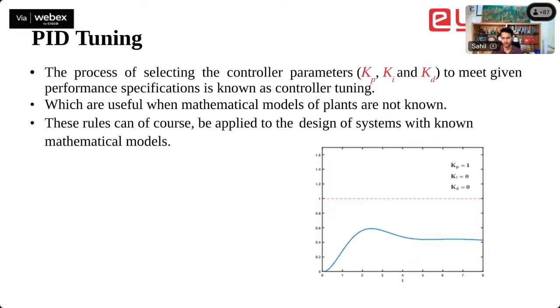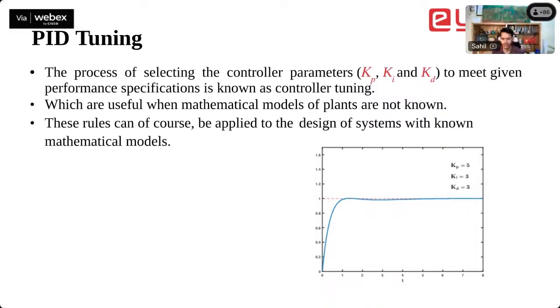So PID tuning. Why do we need tuning? The process of selecting the control parameters to meet a given performance specification is basically known as control tuning. These rules are very useful when your mathematical models or plants are not known. Of course, they can also be applied to design systems with known mathematical models.